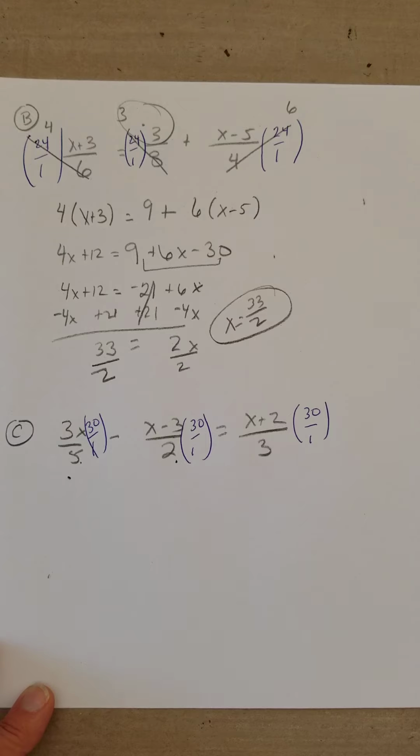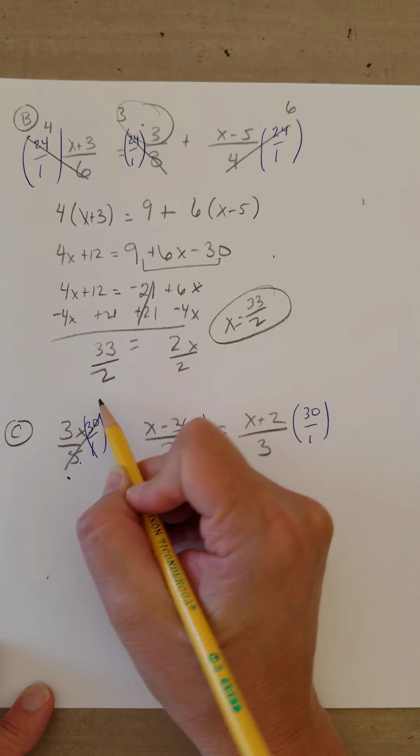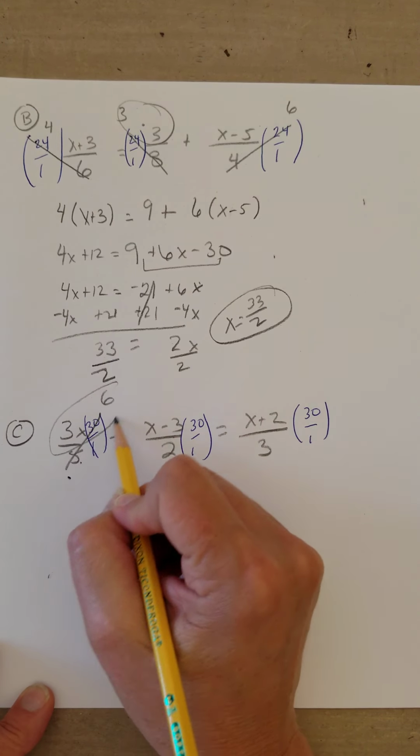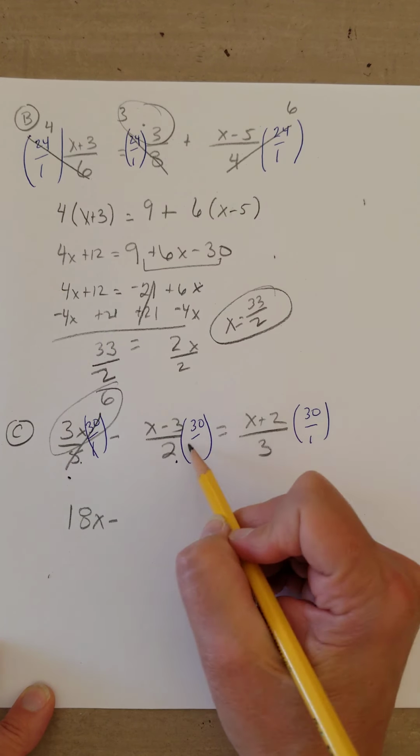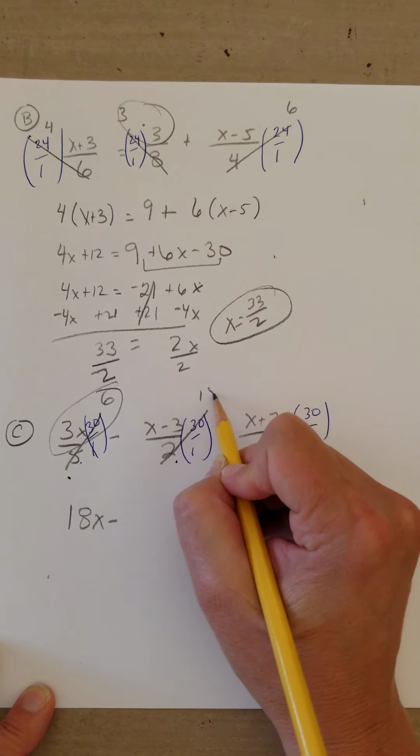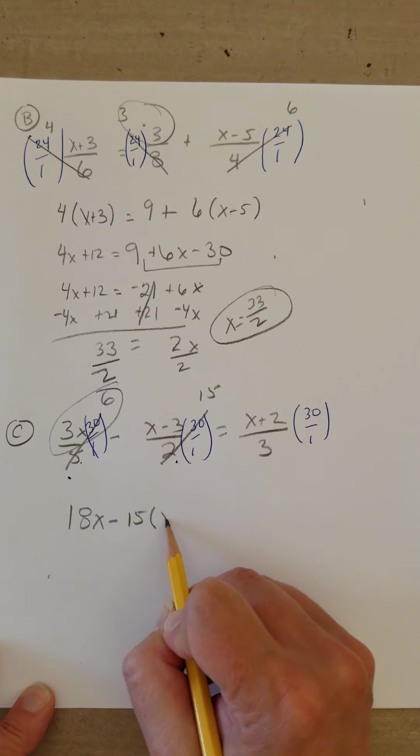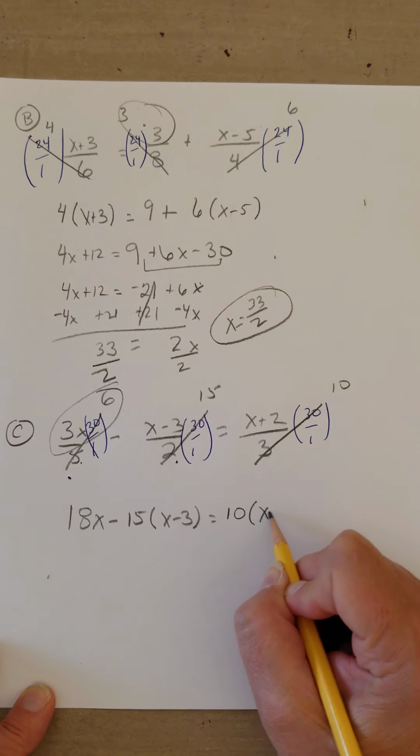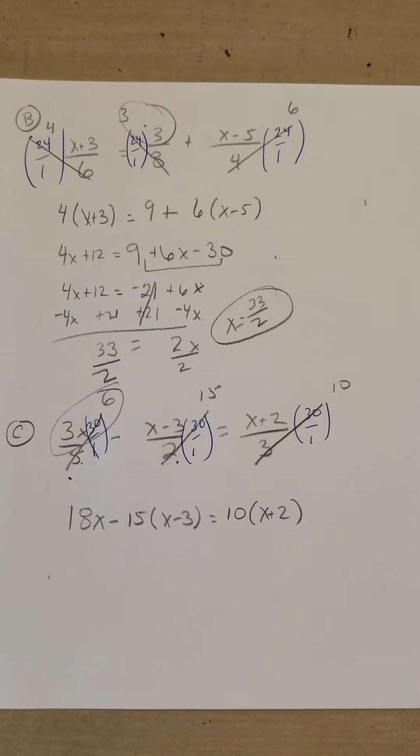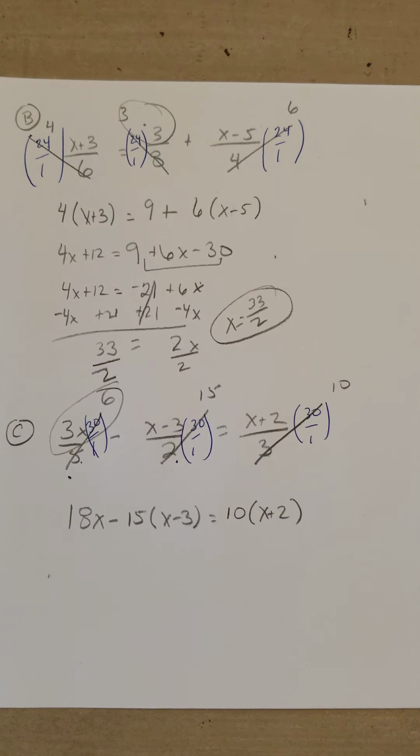All right, so here we go. 30 divided by 5 is 6. So we're going to have 3x times 6, that's 18x, minus 30 divided by 2 is 15. That's going to be 15, and then in parentheses, x minus 3. That equals 30 divided by 3 is 10. 10, and then the x plus 2. Now, is 30 the only one that works? No. You could totally use 60 or 90. I tend to use the smallest one because I like to do math in my head.